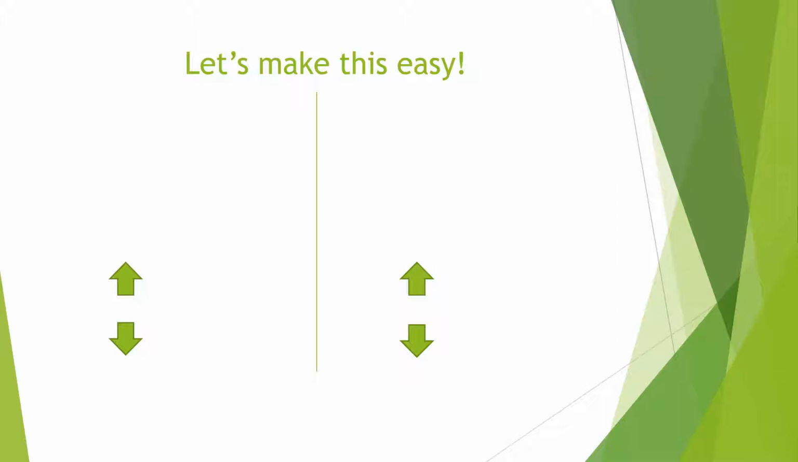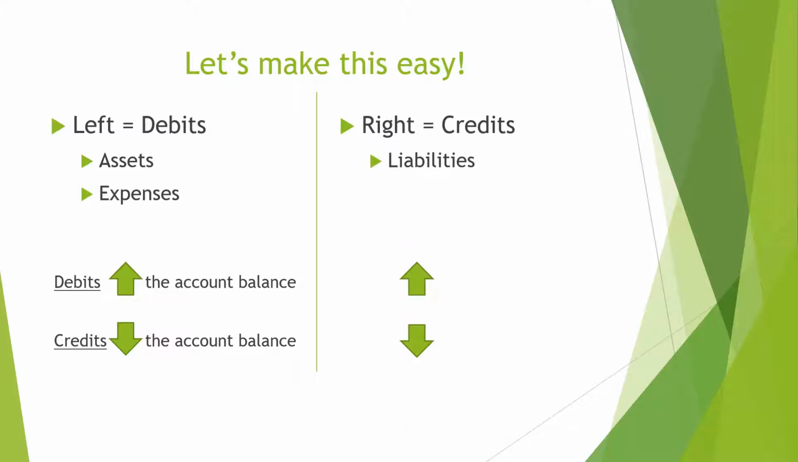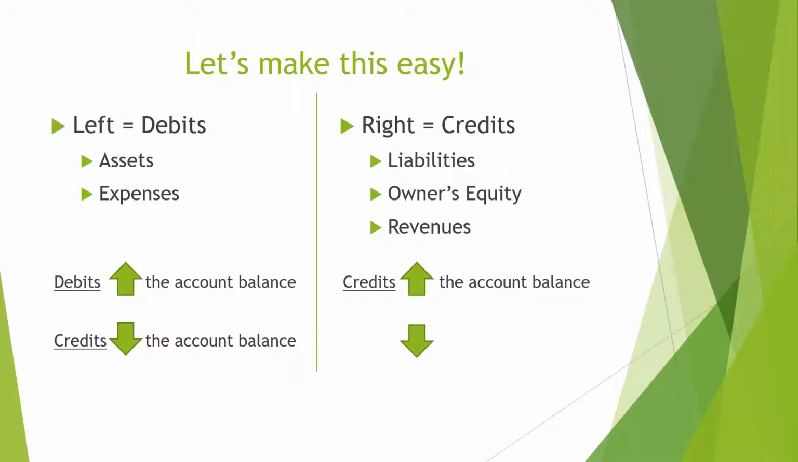Okay, so now let's make all of this really easy. We're on the left side. We know they're debits. We've learned assets carry a normal debit balance, and we've learned expenses carry a normal debit balance. We've learned that debits increase the account balance and credits decrease the account balance. Let's move to the right side. Right side are credits. That includes liabilities, owner's equity, and revenues. Credits increase the account balance. Debits decrease the account balance.